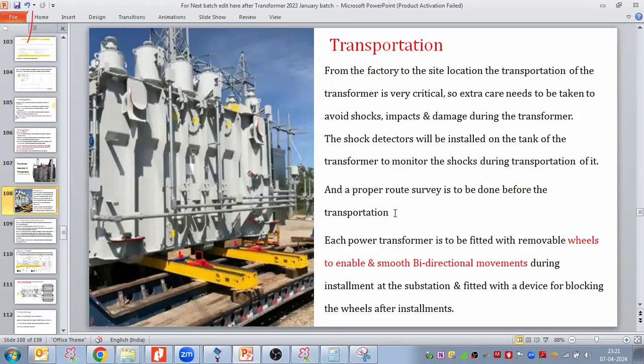Each power transformer is to be fitted with removable wheels to enable smooth bidirectional movement during installation at the substations, and fitted with a device for blocking the wheels after installation. We do the wheel blocking after installation of the transformer as well.